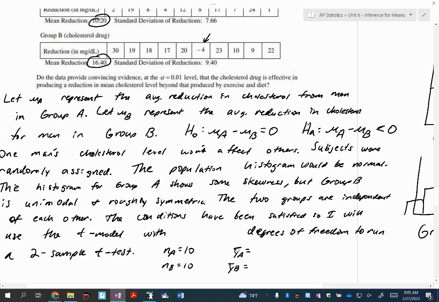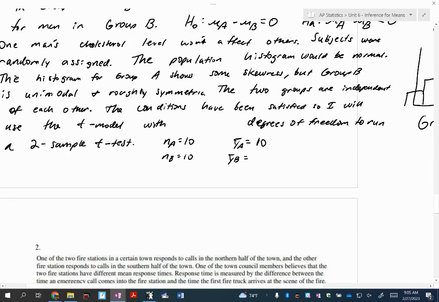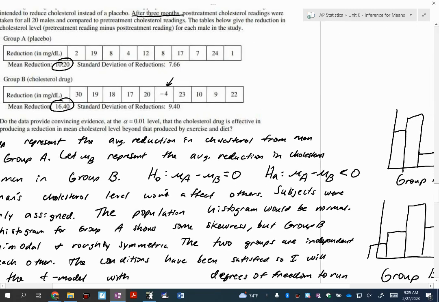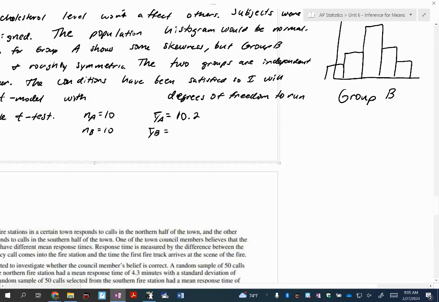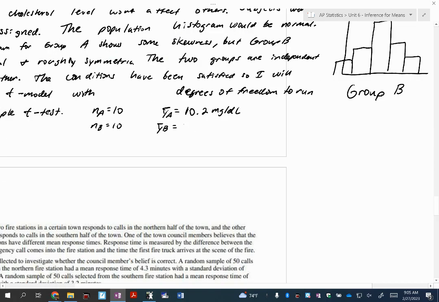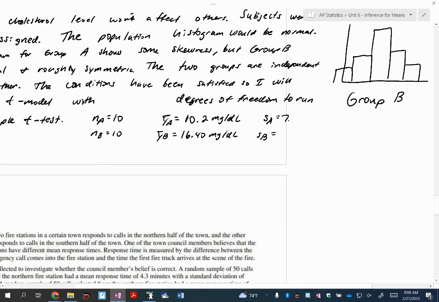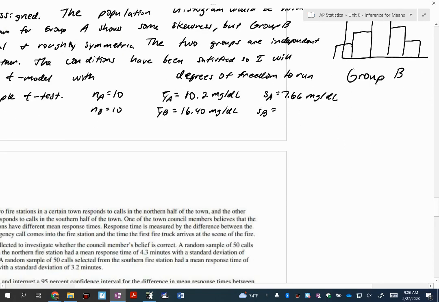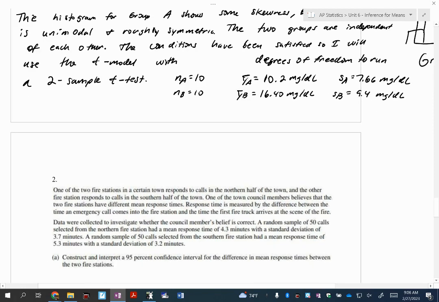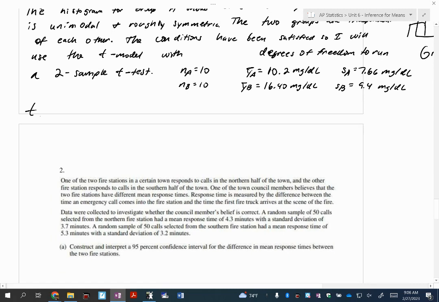So I have 10.2, trying to think what the units were, has it up here, milligrams per deciliter. And then the other one is 16.4 milligrams per deciliter. The standard deviation is there as well for both. So we'll write down 7.66 milligrams per deciliter, and I believe it's 9.4. Okay, so we're ready to do our formula to find our t-test statistic.